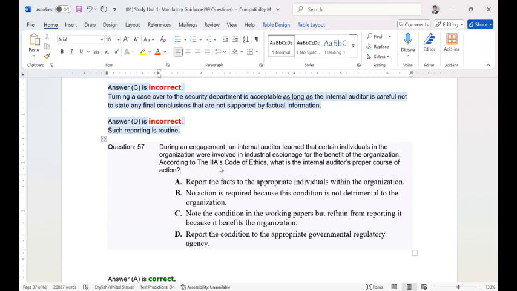You report it to individuals within the organization. First step is the management. If they don't take proper action, then you are expected to go to the board or audit committee. If the board also doesn't take proper action, you're expected to go to the regulator.